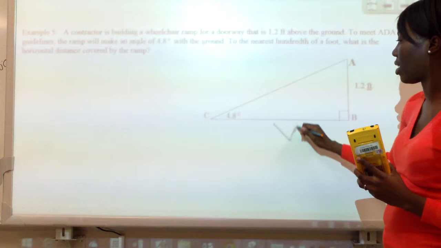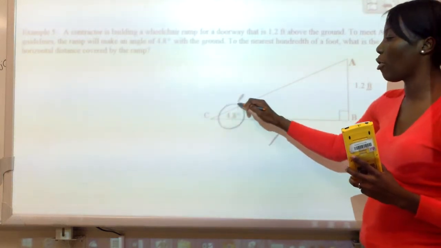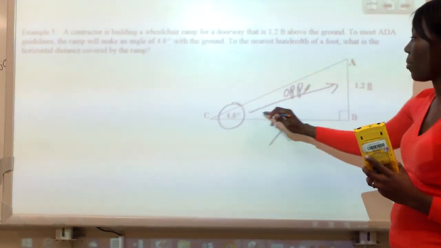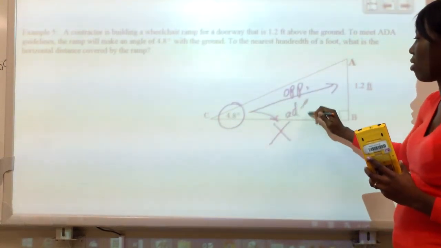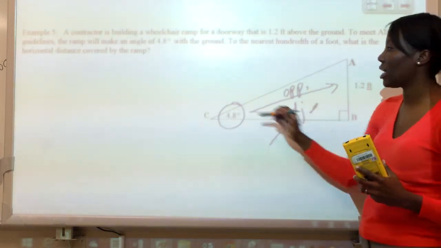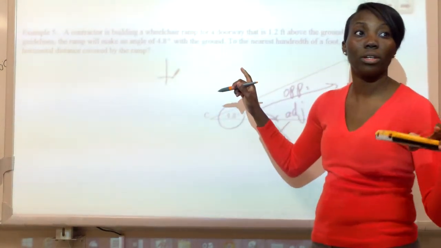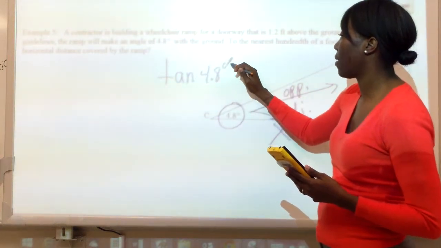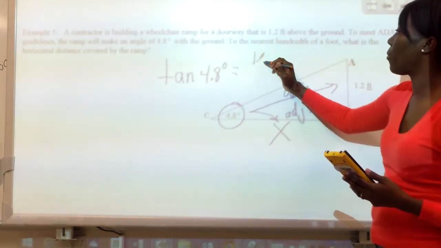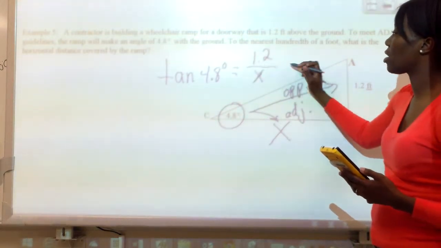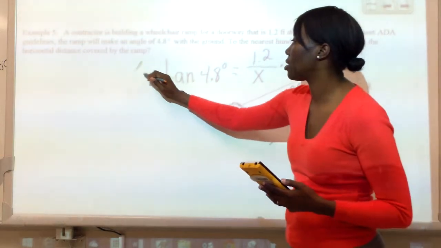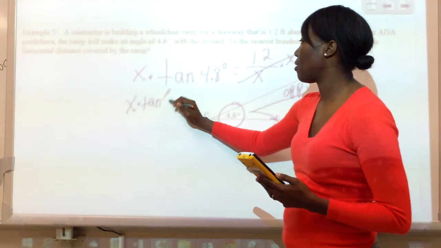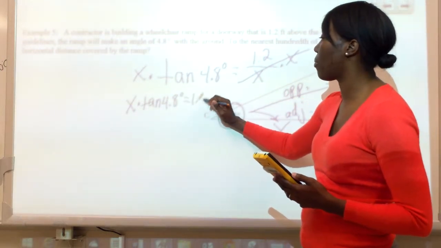Horizontal distance will be this right here. So we look at what we're given, the 4.8, and we're given the opposite, and we're given the adjacent angle. And so opposite and adjacent is tan. This is my last one. Okay. Tan 4.8 degrees. And opposite is 1.2 divided by x. So we're going to multiply both sides by the x. That cancels. We have x times tan 4.8 degrees is equal to 1.2.